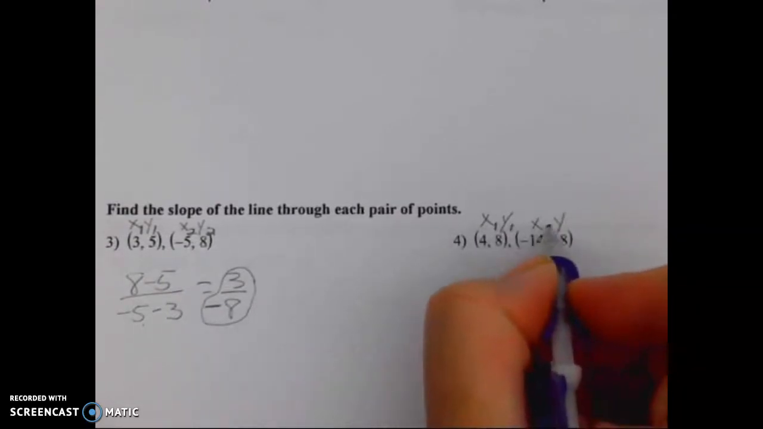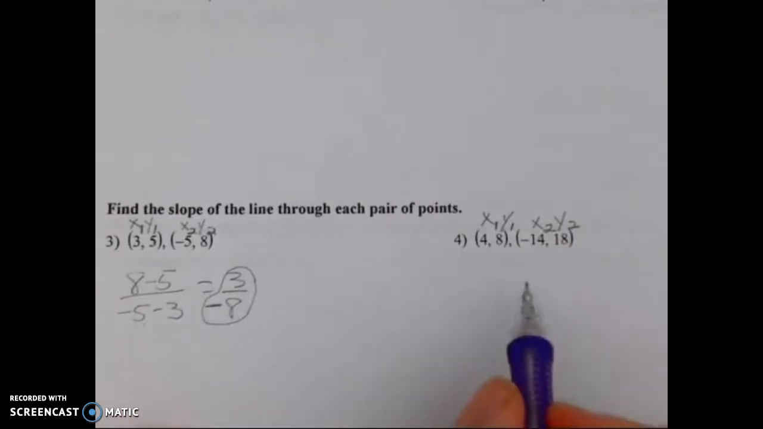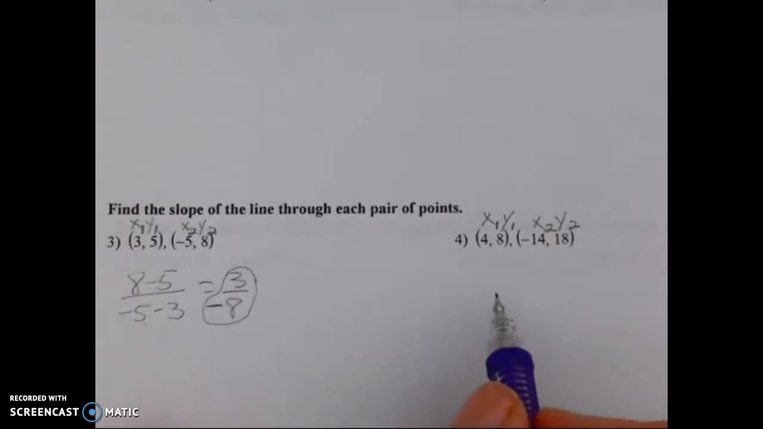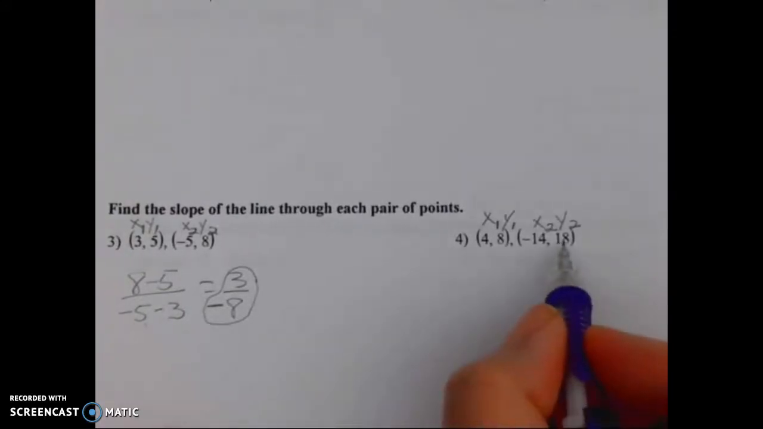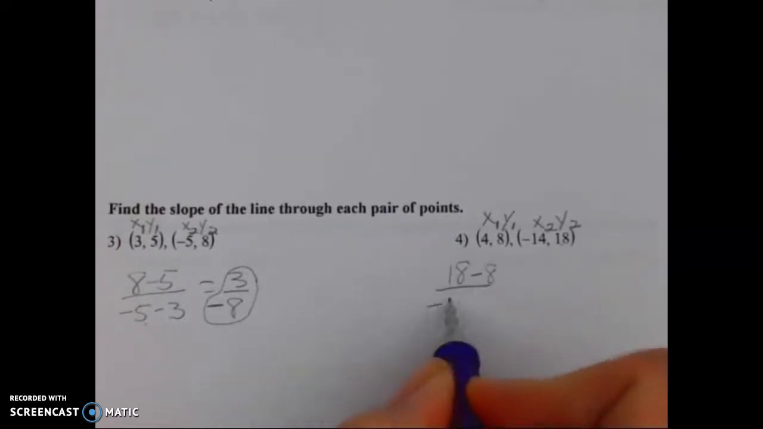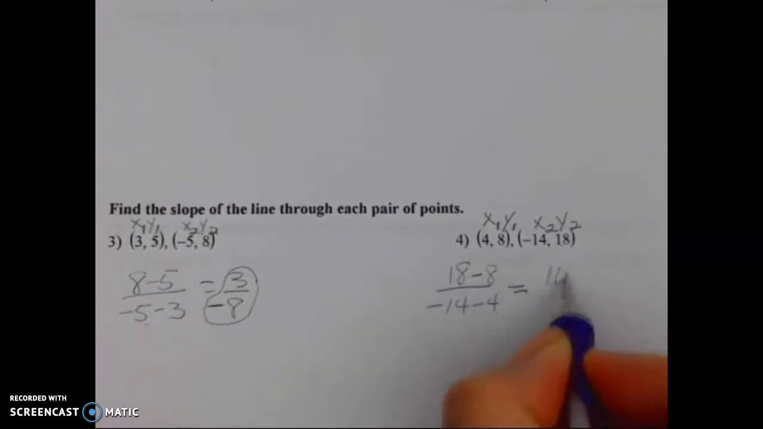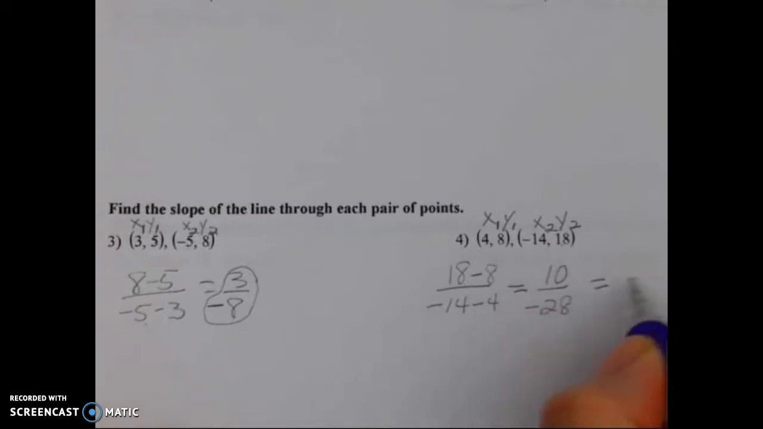Do you remember this? Someone taught you this last year. Okay, y's up, people, y's up. So you're going to take the y's and put them on top. Your y values are 18 and 8. So it's 18 minus 8 over -14 minus 4. This is 10. This is -28. This simplifies to 5 over 14.